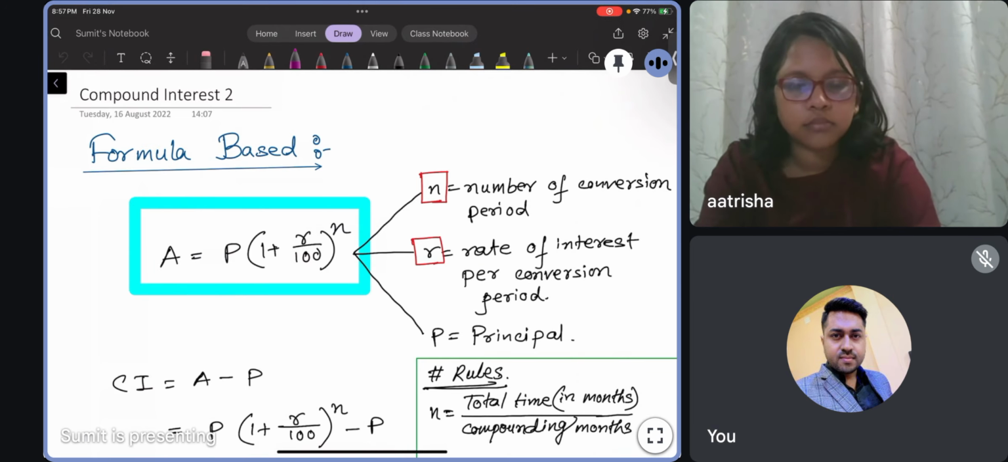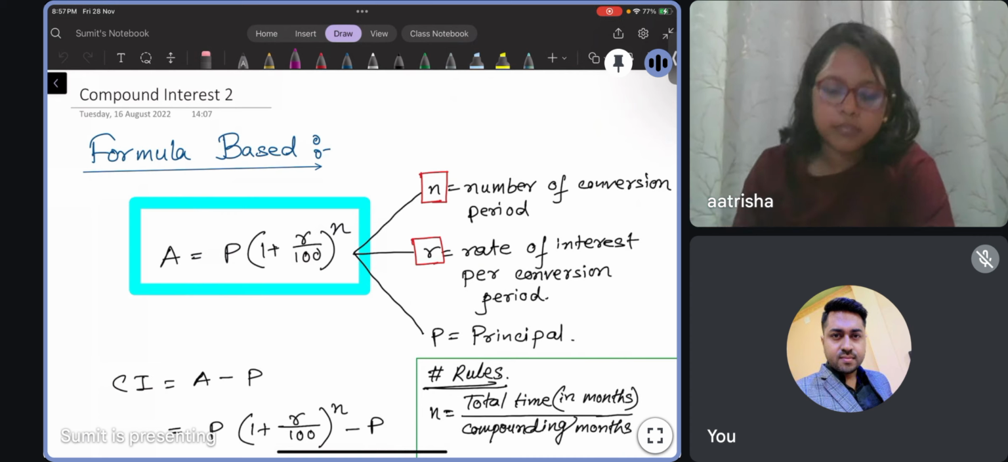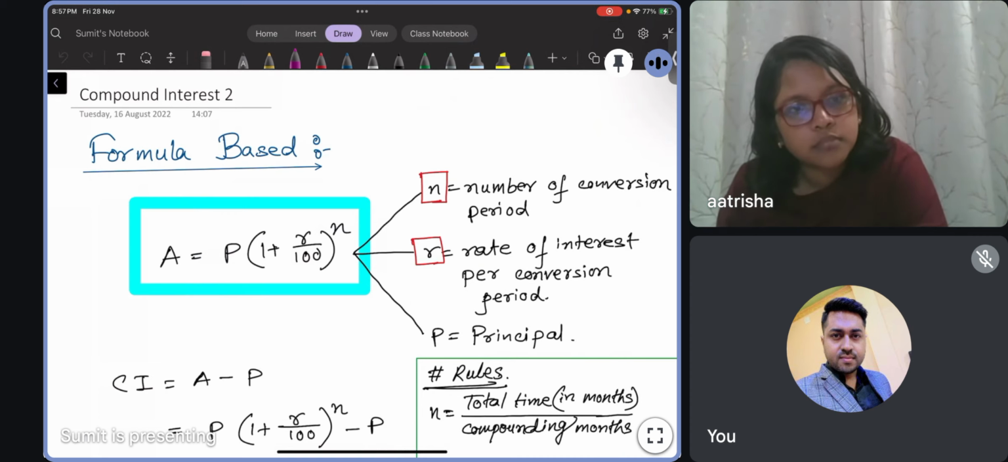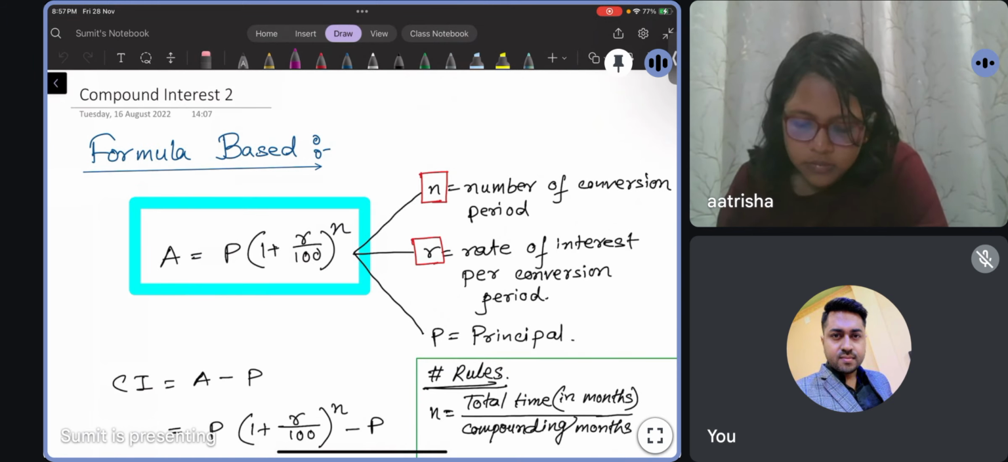What formula will we learn at first? You can see over there a formula is written inside the box, that is A equals P into (1 plus R by 100) whole to the power N. What is the formula for this? Using that formula we can find the amount for the compound interest.